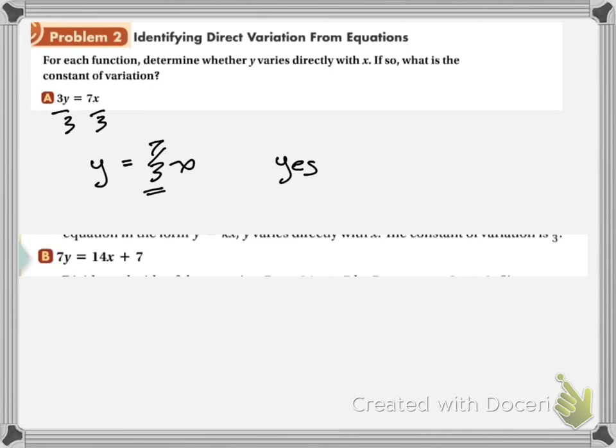What about here? Well, same difference. Let's divide everything by 7. You get y equals 2x plus 1. Well, you do have that kind of constant right there, but is it a direct variation? And your answer here is no, because of that plus 1.